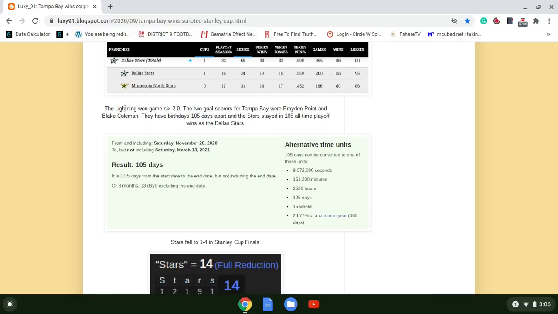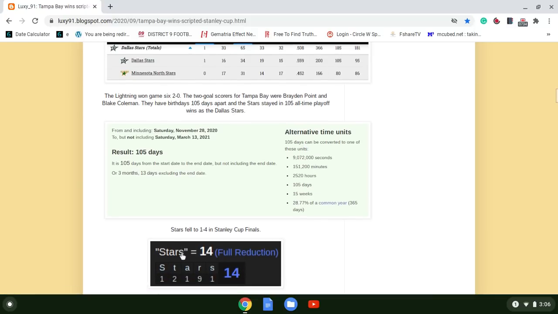And I want you to see how the Lightning, when they won Game 6 2-0, the 2 players that scored the goals for Tampa Bay were Brayden Point and Blake Coleman. They have birthdays 105 days apart. Coleman was born November 28th, while Point was born March 13th. Those birthdays being 105 days apart is symbolic because it kept Dallas at 105 all-time playoff wins. Stars is 14. They fell to 1-4 in the Stanley Cup Finals, something I pointed out before the series began.